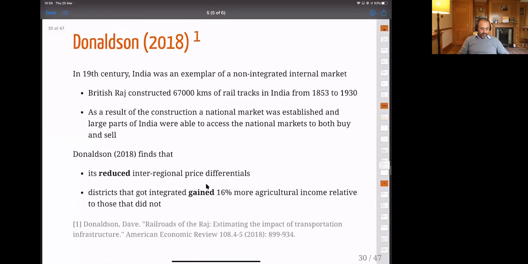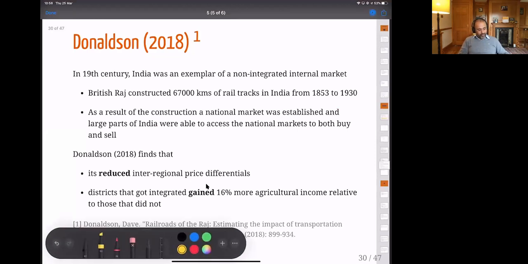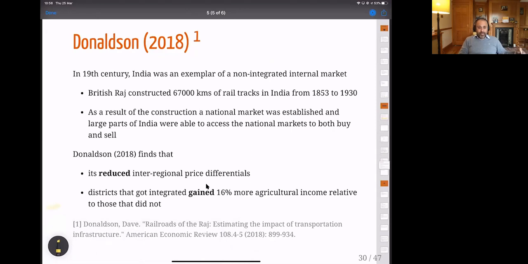And there's a lovely paper by Donaldson, which looks at railway construction in British India and what it did to resource allocation. Donaldson's early work predates Heise, but in his 2008 paper he has some interesting stories about what happened in India from 1853 to 1990 and how it changed because of railway construction, just the way we've talked about the Erie Canal changing the structure of the economy in the US. Railway construction in India changed the structure of the economy, and it reduced inter-regional price differentials.